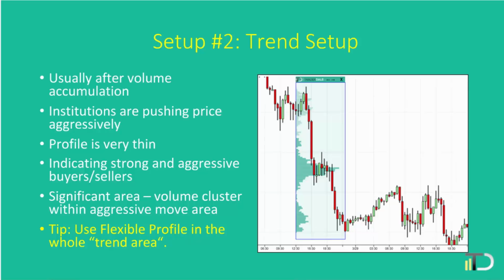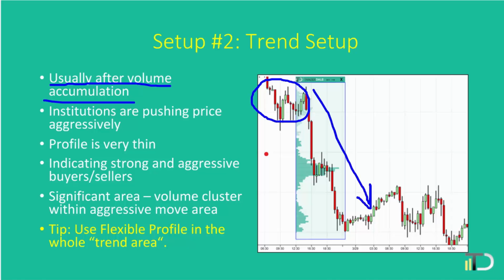Trend setup. It's called trend setup because I use it when there is a trend development. Trends usually happen after volume accumulation. Now we know what volume accumulation is, so I can mark it in the chart. This is a volume accumulation, and obviously this is a trend. So what happens in a trend?